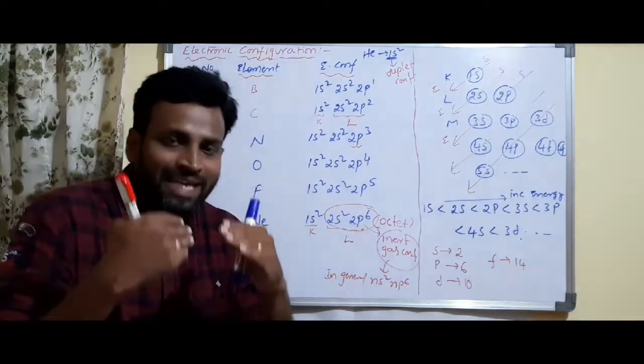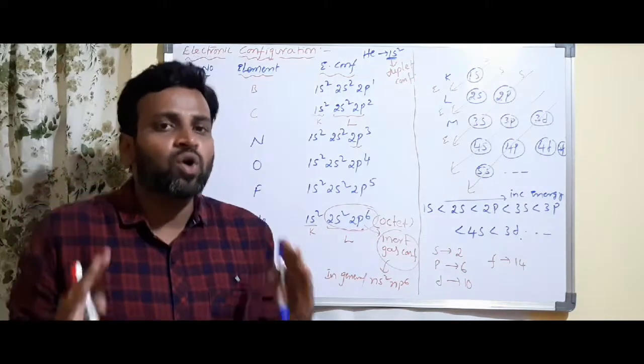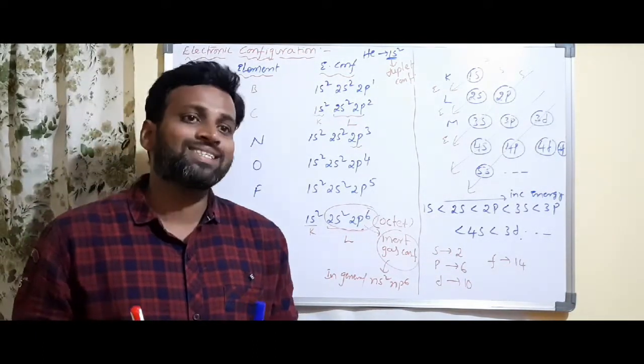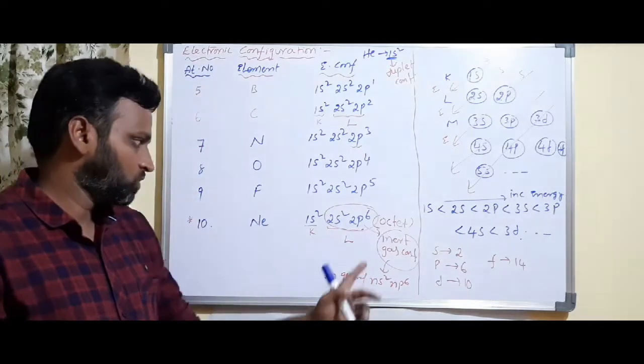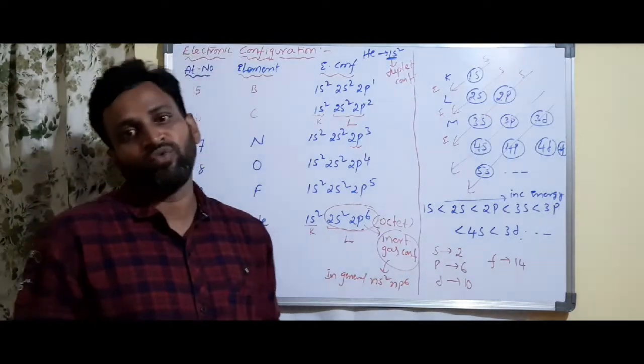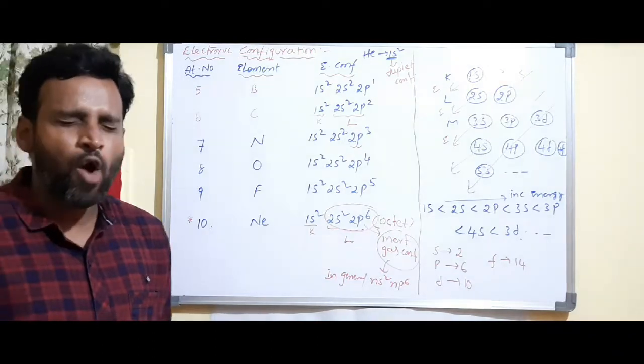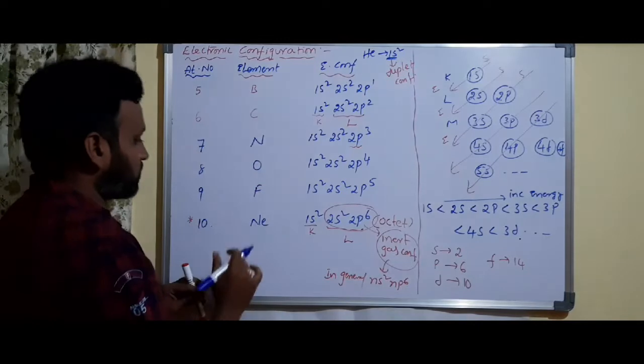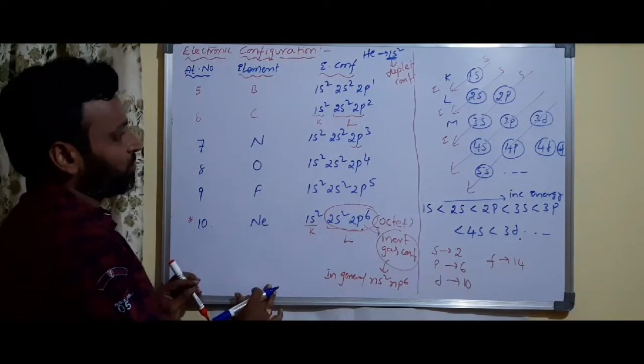Of course, ns2 np6 is the configuration of an inert gas, or else we call it octet configuration. What configuration? Octet configuration. Very, very important for us. Okay, this is about what inert gas configuration is.